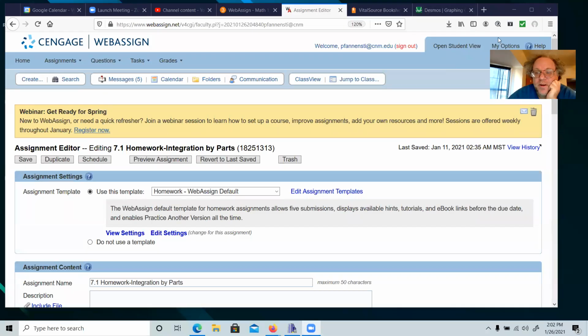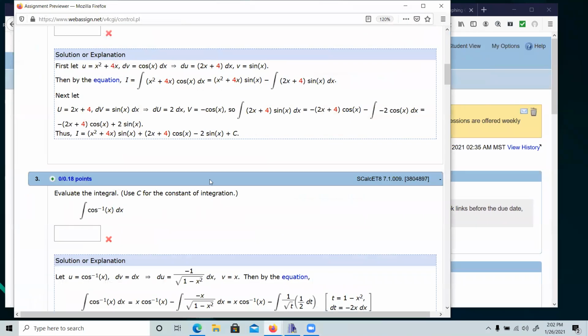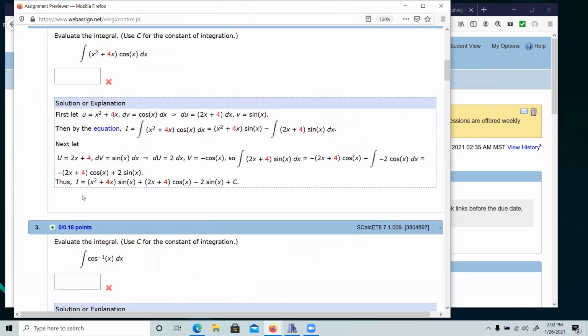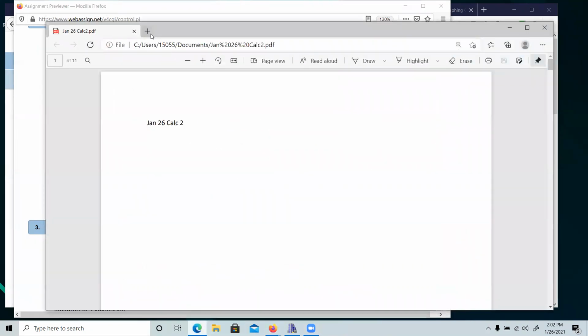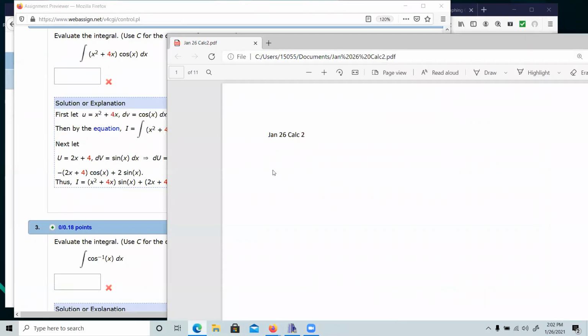All right, so what do I want? How about this? Here's the idea. We're going to evaluate the integral of cosine inverse. How do we deal with that? Well, the inverse trig functions are actually very similar to the logarithm problem. We don't know how to take the integral of this thing. That's why they're asking us.